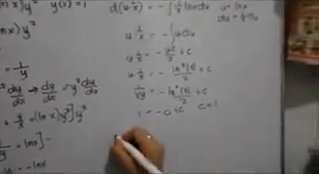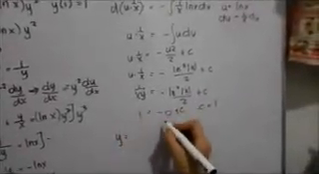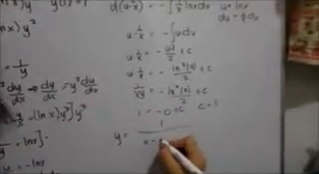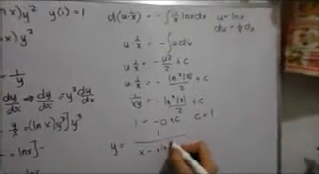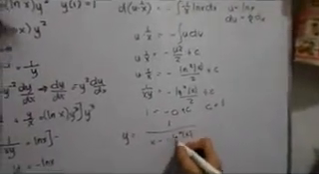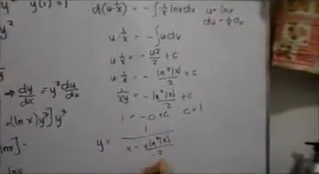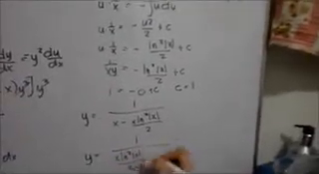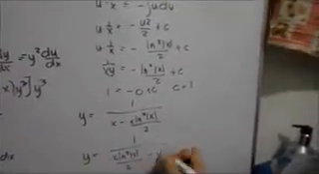So the answer is y is equal to 1 over x minus x ln square x over 2, or 1 over x ln square x over 2 minus x. So this is the final answer.